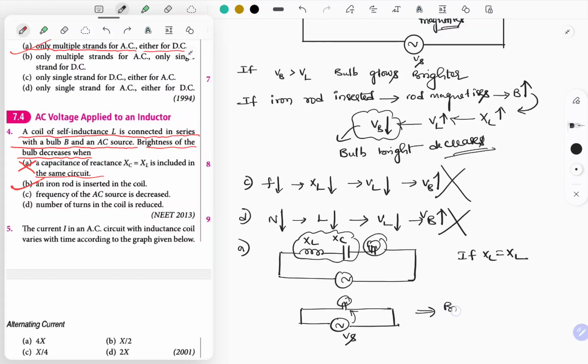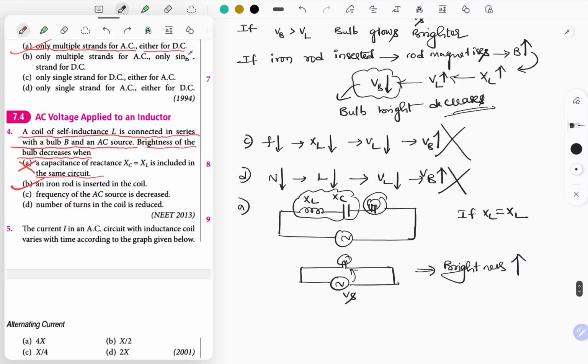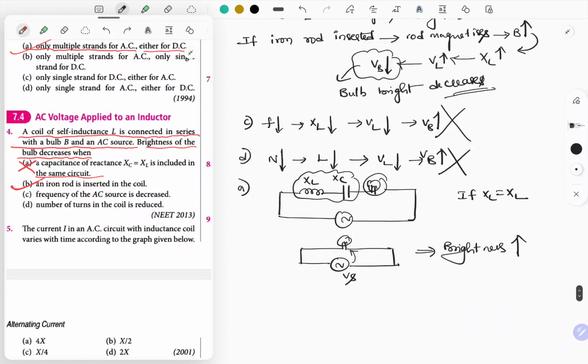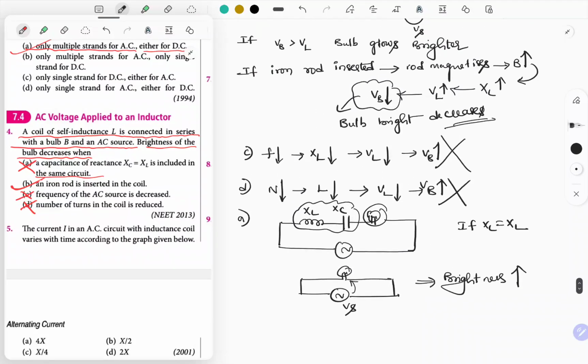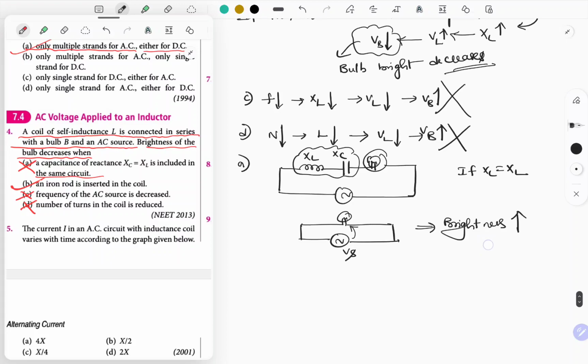So what happens to brightness? Brightness increases or decreases? Brightness increases. Okay, so that's why the remaining three options are wrong. Only the first option, B, is correct. Understood? When you are deciding whether one option is correct or wrong, you should be in a position to understand why the other three are not suitable for this question. Got it? This is the procedure to cross-check. So let's move on to the next question.